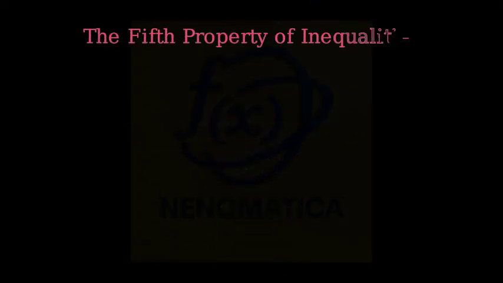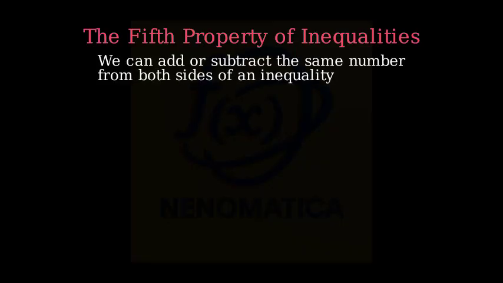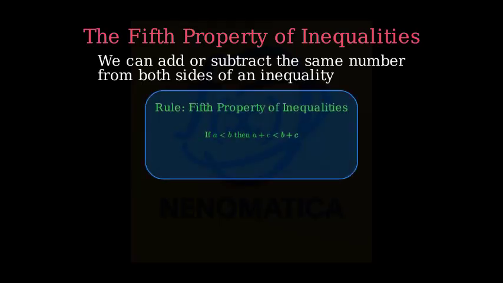Welcome to this math lesson on the properties of inequalities. Today we'll be focusing on the fifth property of inequalities, which is a fundamental concept in algebra. The fifth property of inequalities tells us that we can add or subtract the same number from both sides of an inequality, and the inequality sign remains unchanged. Let's see the formal definition of this property.